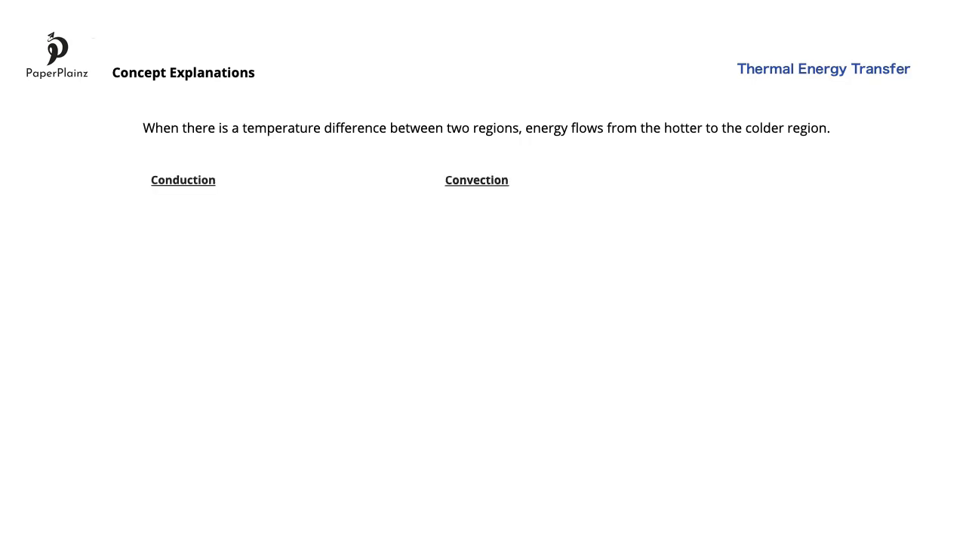This video is about thermal energy transfer. We have learned in subtopic 3.1 that when there is a temperature difference between two regions, energy flows from the hotter to the colder region. There are three different ways in which this energy flow can happen: conduction, convection, and thermal radiation.